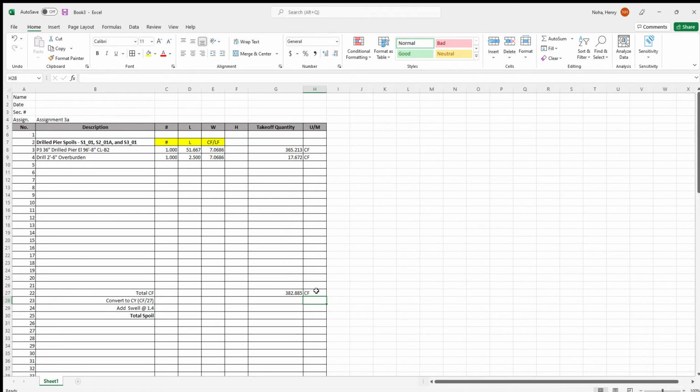These are in cubic feet. And we have the conversion to cubic yards. So we have the previous total, then divide that by 27 to give us our answer in cubic yards. And then if we add our swell at 1.4, we say this cell equals our previous cubic yards times 1.4 of our previous answer, and then also in cubic yards, and our total spoil is equal to our spoil with a swell. Don't forget your units, and then adjust to the right amount of decimal places that you need.